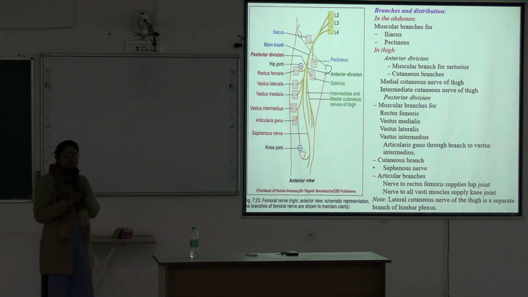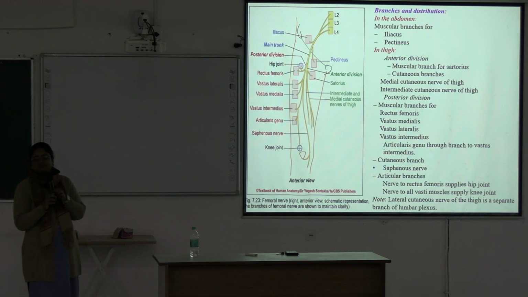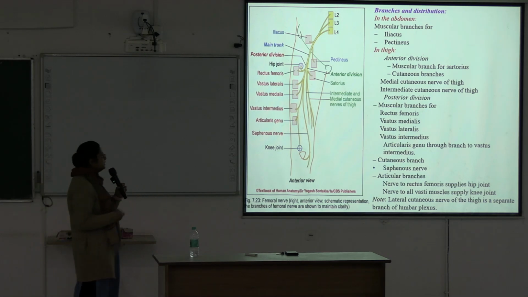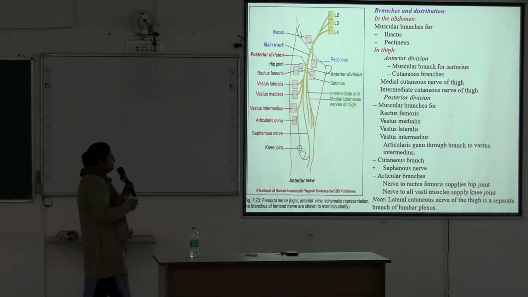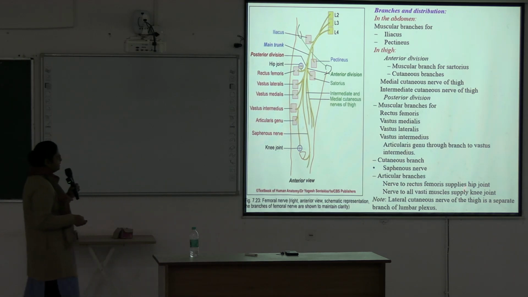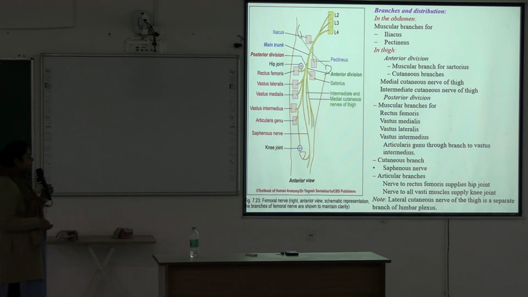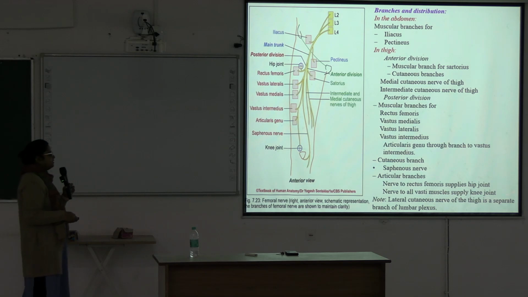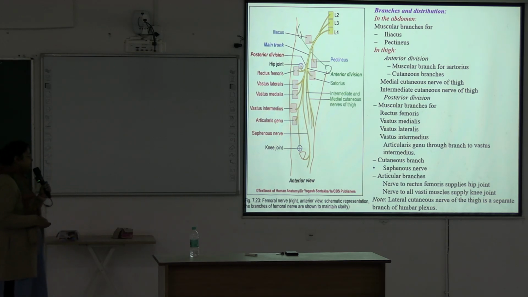This is very important. Femoral nerve branches are asked in your viva, OSPE, theory, everywhere it comes. Its root value and branches are very important. Okay. And articular branches: nerve to rectus femoris supplies the hip joint, nerve to vasti supplies the knee joint. And lateral cutaneous nerve of thigh is a separate branch of the lumbar plexus.